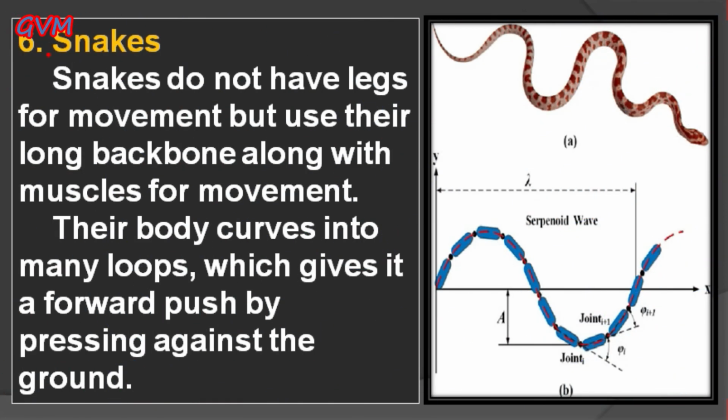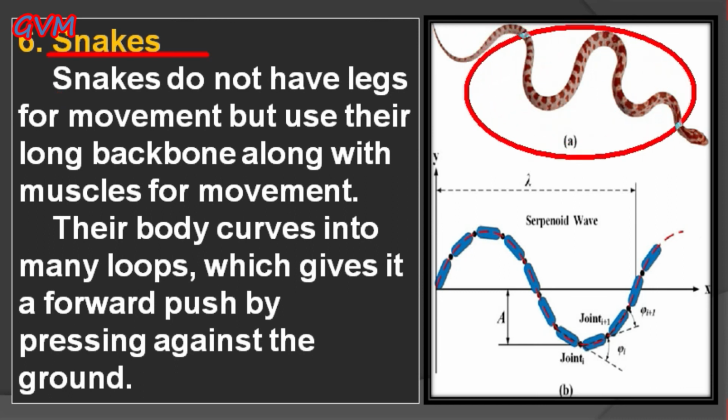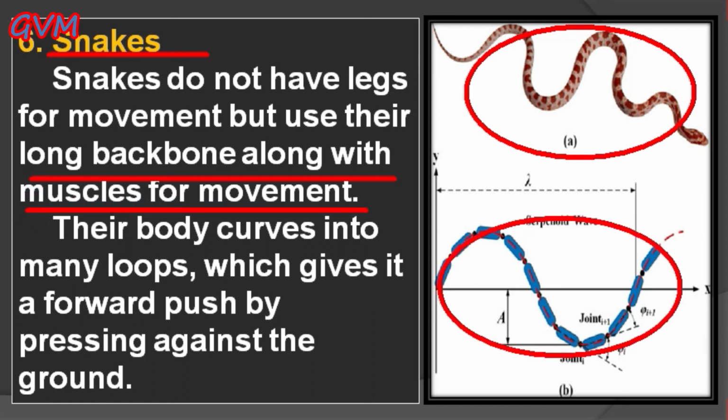Now students, the last one is snakes. Students, as we all know, snakes don't have legs for movement, but with the help of their long backbone along with the muscles of their body, snakes manage to move. And students, the snake can curve its body into many loops, which gives a snake a forward push by pressing against the ground. And that's how the snakes manage to move on the ground without having legs.